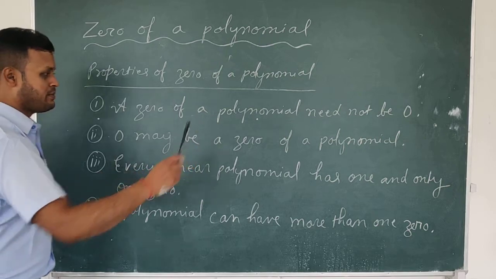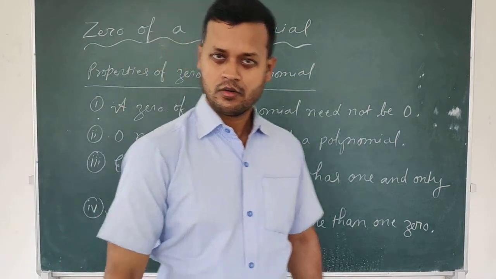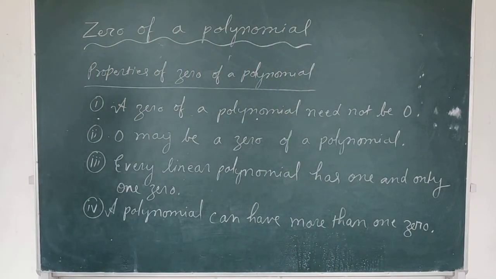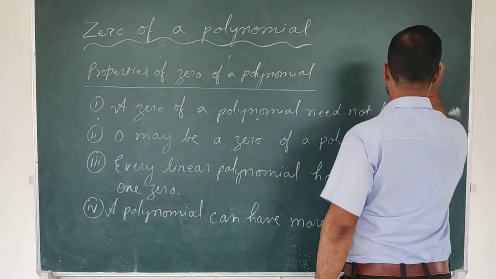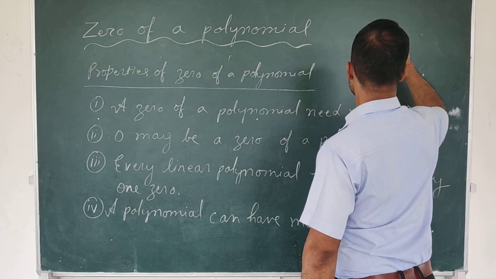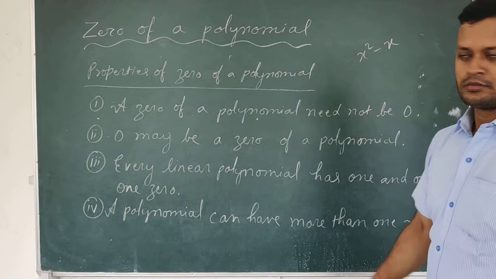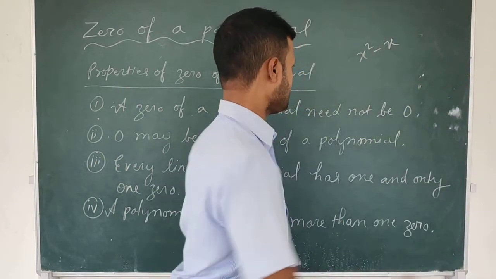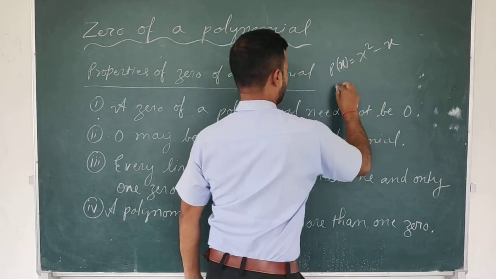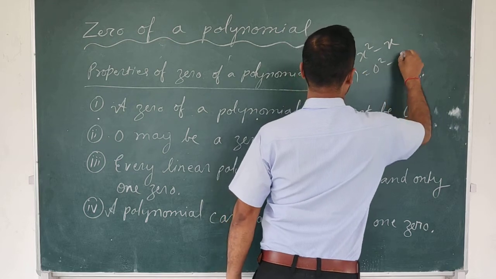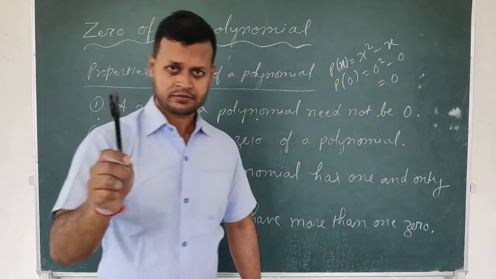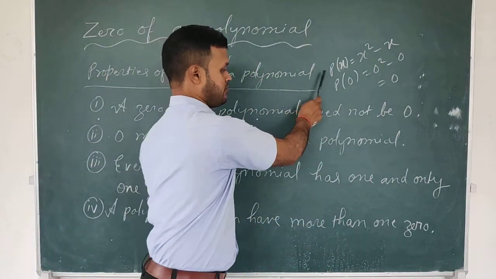Number 2, zero may be the zero of a polynomial. Understood? So suppose this is a polynomial: p(x) is equal to x square minus x. Now in place of x, I put 0. So it becomes 0, no? So therefore x equal to 0 is the zero of this polynomial.